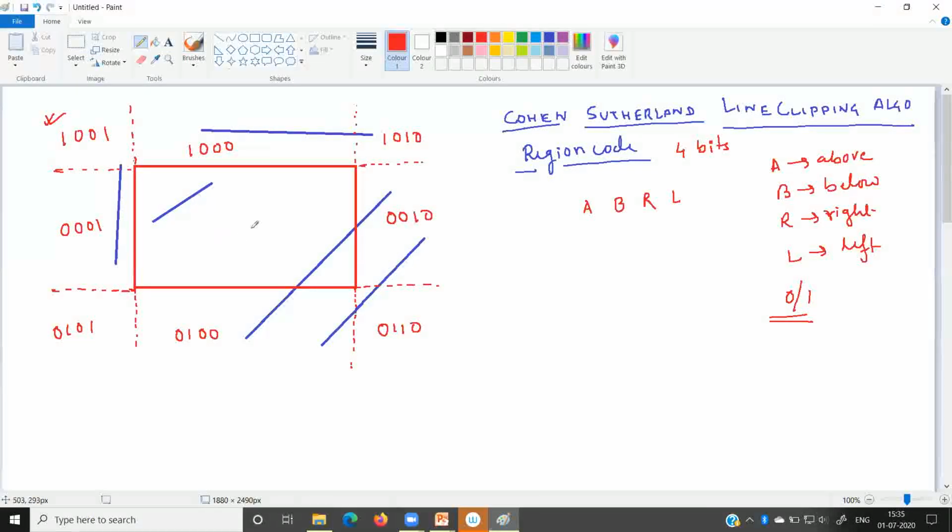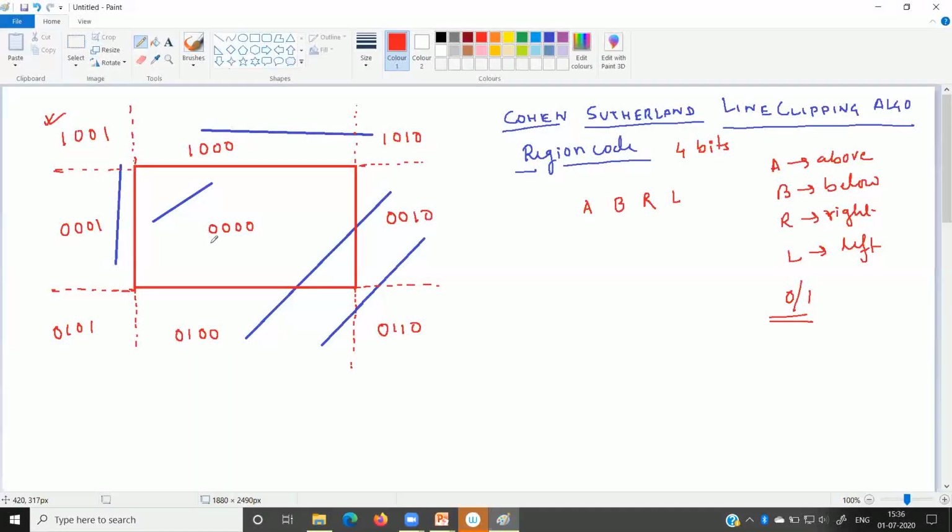And the region code for inside the clip window will be 0, 0, 0, 0 because it is not left, not right, not below, not above. So the region code for the clip window will be 0, 0, 0, 0. So in this way, we can put a region code on all the 9 regions.